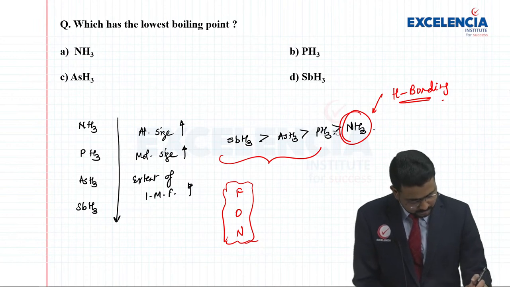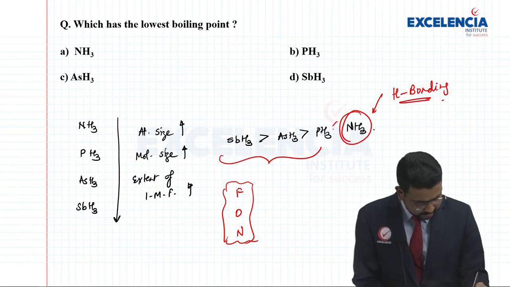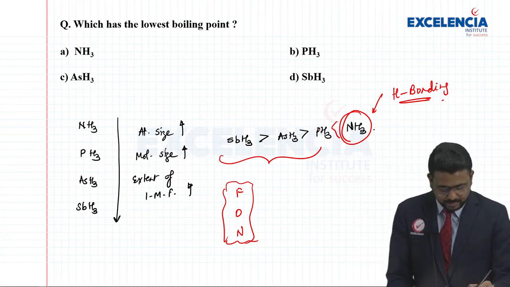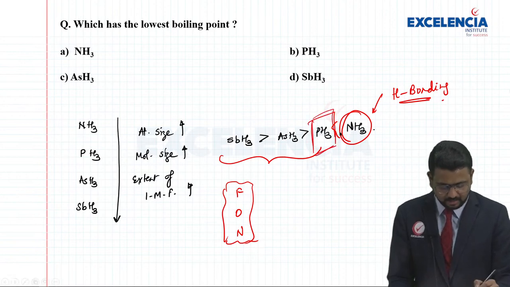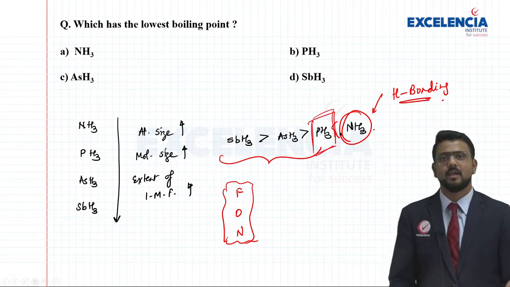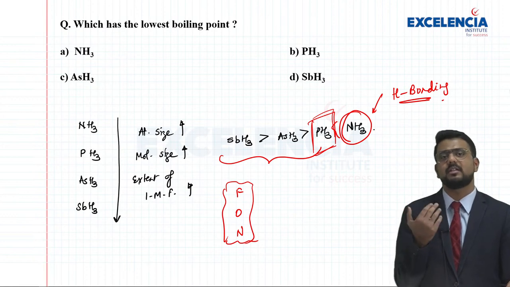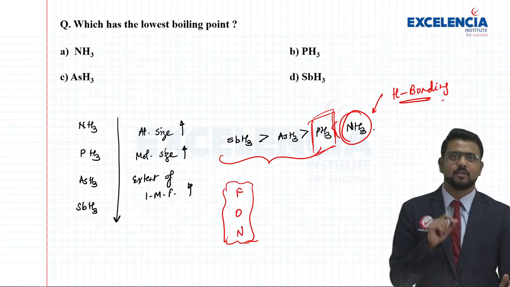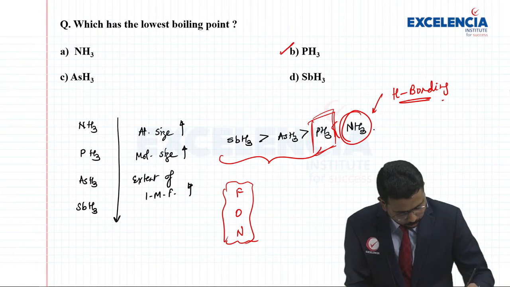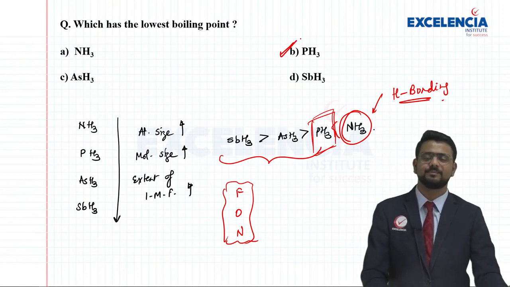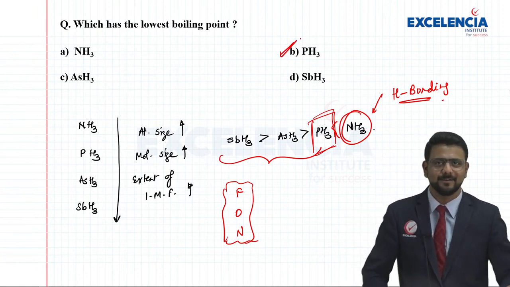So now, if I put the order like this, if you realize here, PH3 of all these hydrides will have the least boiling point, right? Because after NH3, you could have SbH3, then AsH3, and finally PH3. So definitely here, your answer should be B. I hope you got the understanding here.